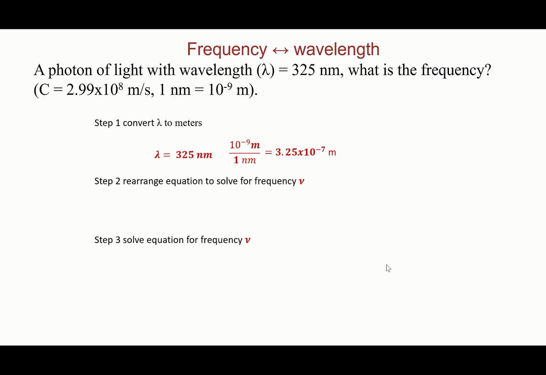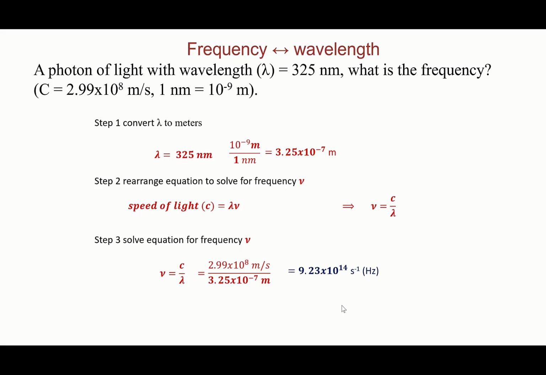Second step is going to be rearranging the relationship between frequency and wavelengths to solve for frequency. So we start with the equation and rearrange it to solve for frequency nu. So nu is going to equal c over lambda. You just plug in the values. C is equal to 2.99 times 10 to the power 8 meter per second, and divided by the wavelengths in meter that we calculated in the first step. And you find the frequency to be 9.23 times 10 to 14 second minus 1, or hertz.